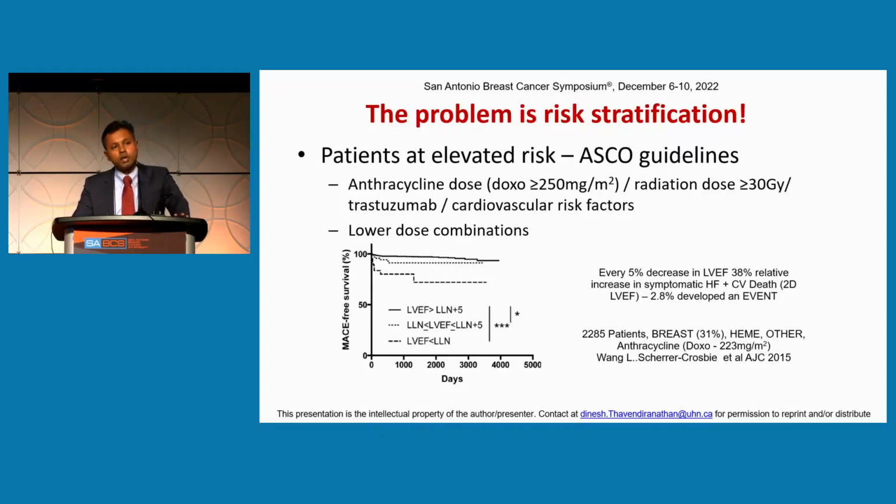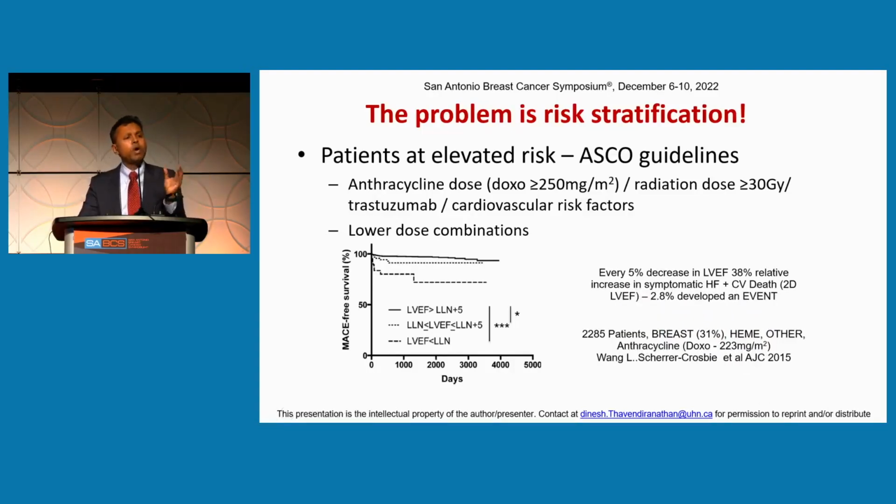Which patients are at increased risk of cardiotoxicity and hence warrant closer monitoring? The ASCO guidelines about 5 years ago did provide us some guidance. They suggested higher doses of anthracycline, radiation doses, having cardiovascular risk factors, and lower doses but in combinations can increase the risk of cardiotoxicity. And several studies such as this in a large cohort of patients have shown us that patients who have low normal or slightly reduced heart function, ejection fraction, prior to initiation of anthracycline-based therapy is associated with symptomatic heart failure and cardiovascular death.